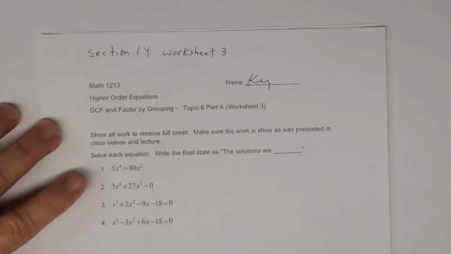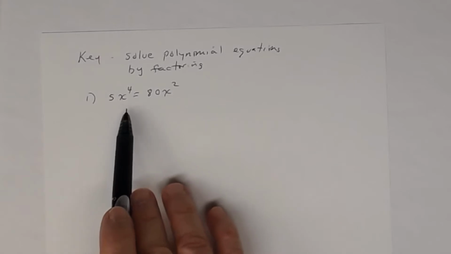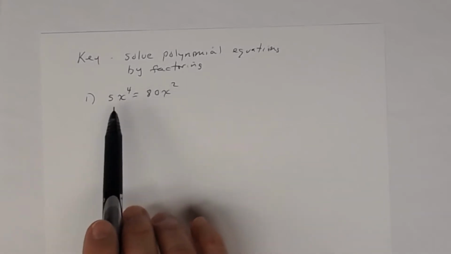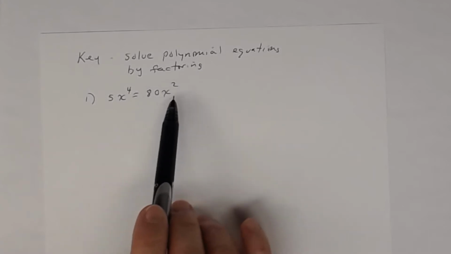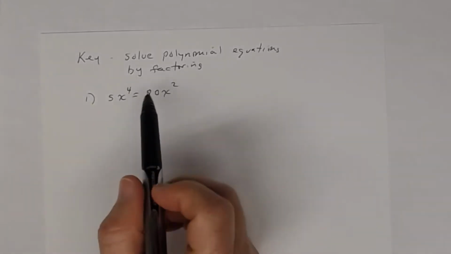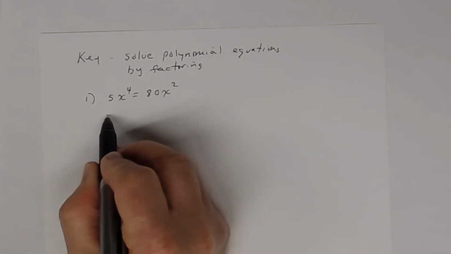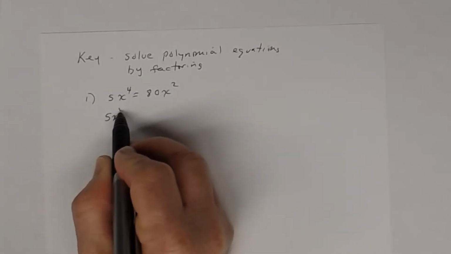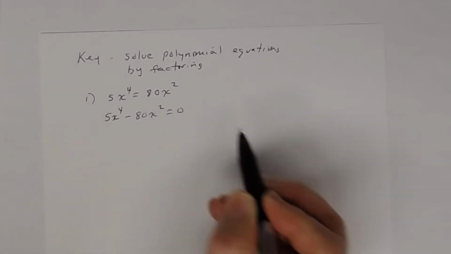Okay, so let's look at the first one. So here's the first one. We have this polynomial equation, and the first thing you want to do is write this in standard form. So basically you want to have 0 on one side. So let's go ahead and subtract 80x squared from both sides. When I do that, I'm going to get 5x to the fourth minus 80x squared equals 0.